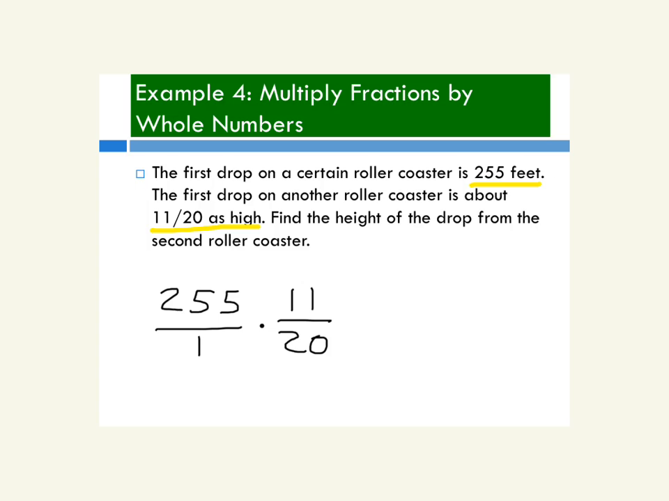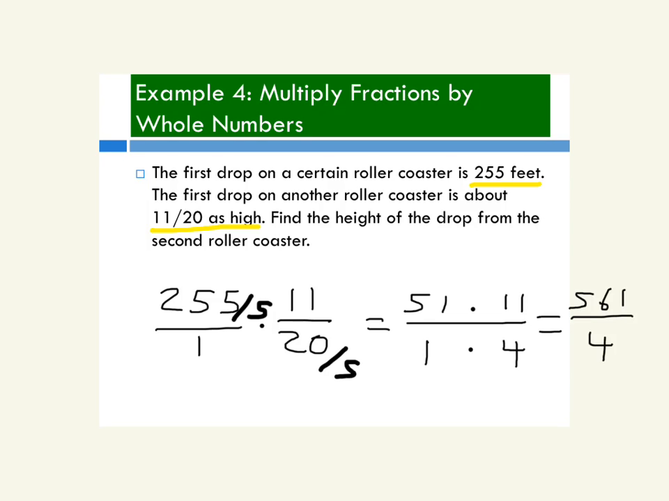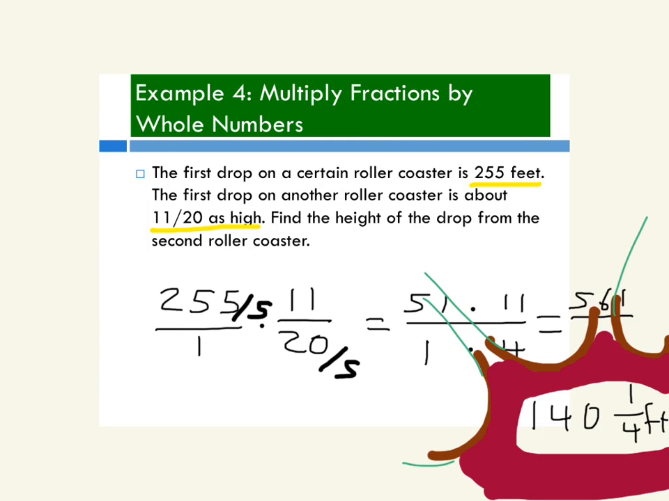Okay, so I rewrote the problem. 255 over 1 to make it a fraction times 11 over 20. So as it turns out, 5 can go into both 255 as well as 20. So I'm going to make these numbers a little bit easier. Okay, and so here I have 51 times 11 over 1 times 4. And I simplify, and my final answer will be 561 over 4, or if I simplify that further to a mixed number, 140 and 1/4 feet.